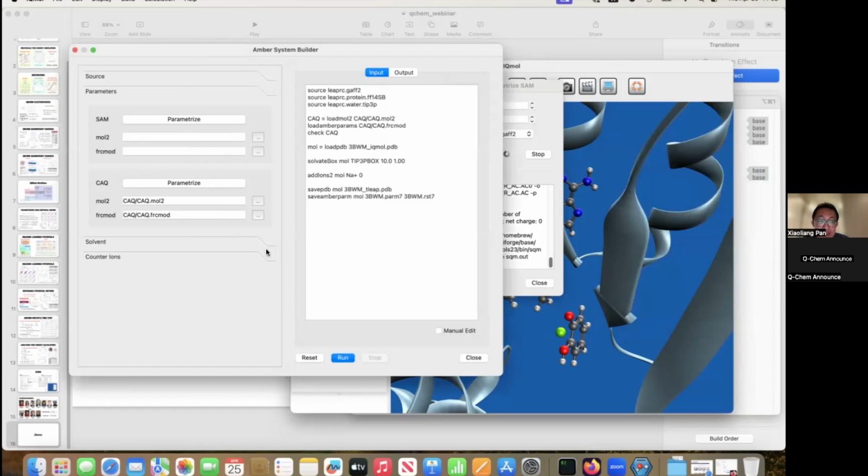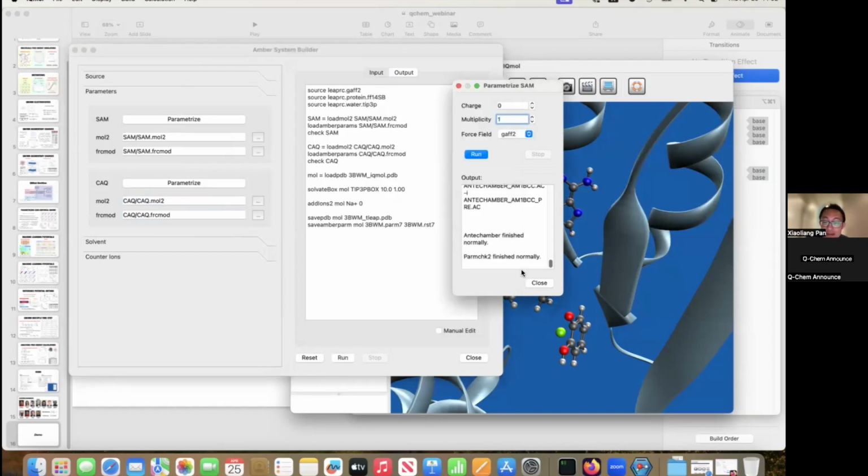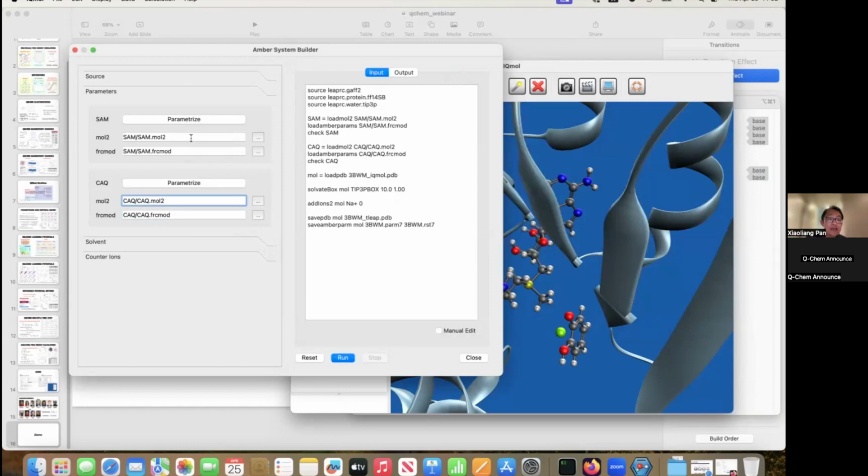After it finishes, we see these two fields are also automatically filled in. Also, this one has finished. So these are the two files that contain the information from the antechamber partial charge calculation. Okay, that's done, and the right side is also updated.